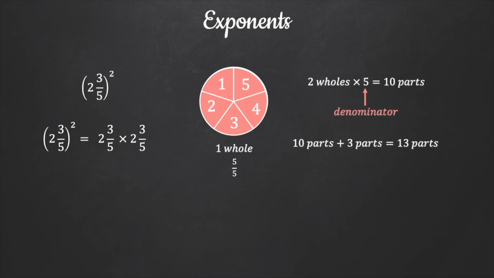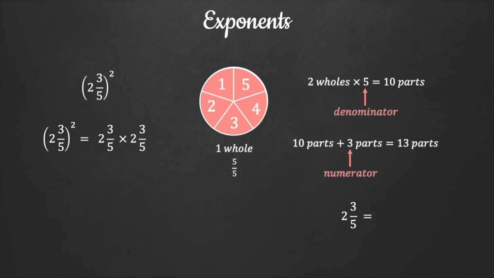Then we're going to take those 10 parts from our 2 wholes and include our 3/5. So 10 parts represents the 2 wholes, but we still have 3/5 left over. And because the 3/5 is not enough to make a whole, we're just going to go ahead and add those 3 additional parts, and we get this number from our numerator. So that means that 2 3/5 is a total of 13 parts.